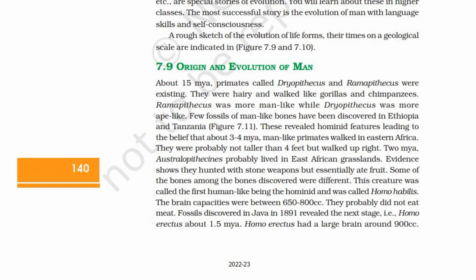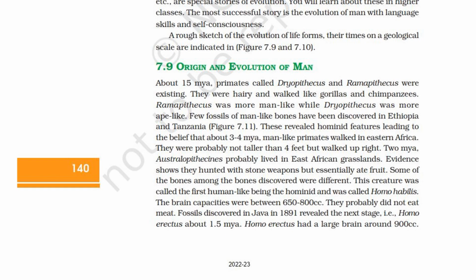About 15 million years ago, primates called Dryopithecus and Ramapithecus were existing. They were hairy and walked like gorillas and chimpanzees. Ramapithecus was more man-like while Dryopithecus was more ape-like. Few fossils of man-like bones have been discovered in Ethiopia and Tanzania. These revealed hominid features, leading to the belief that about 3 to 4 million years ago, man-like primates walked in eastern Africa. They were probably not taller than 4 feet but walked upright.